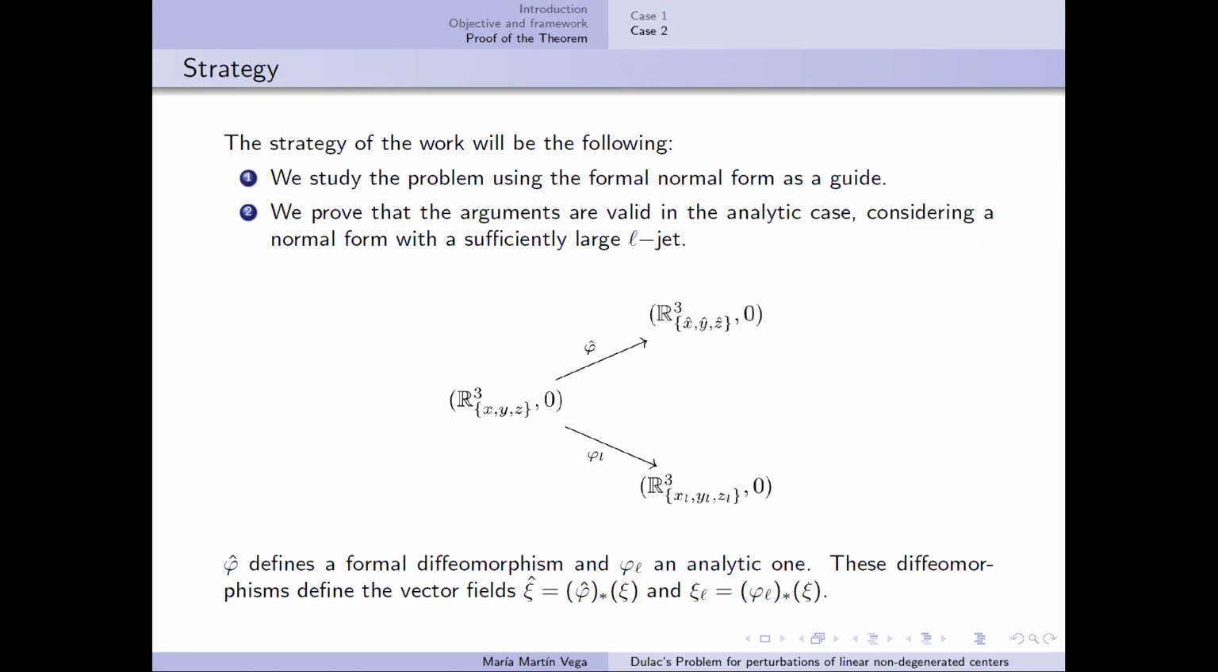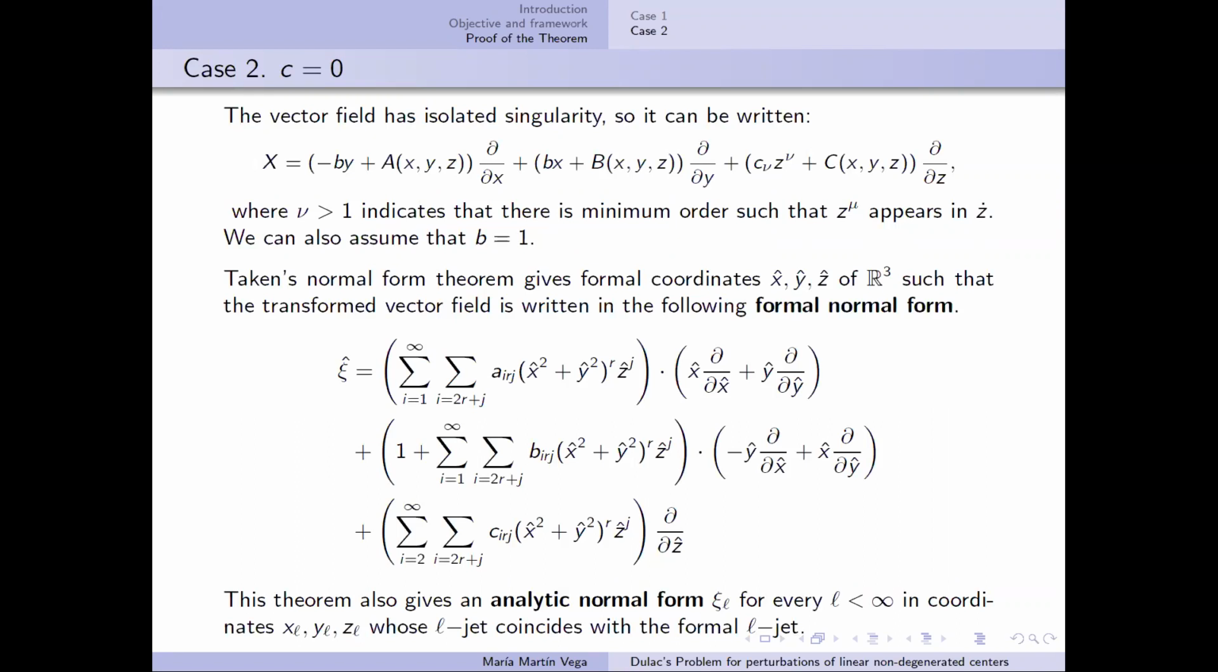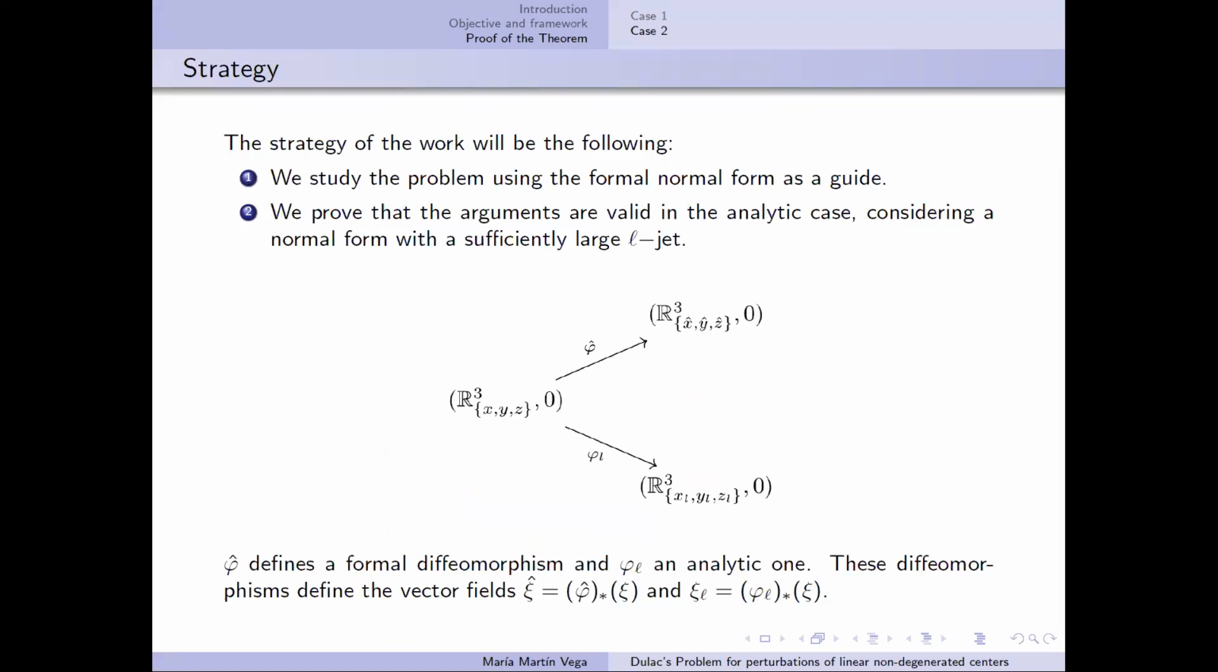So you mean that for every L there exists an analytic vector field? The last sentence. Is it an analytic vector field such that this L-jet is... It depends on L? Or is it the same analytic vector field? Yeah, they are diffeomorphic. Yeah, I don't know.